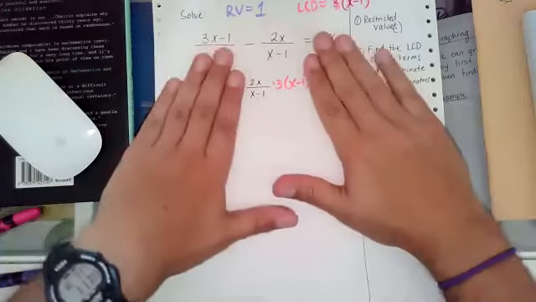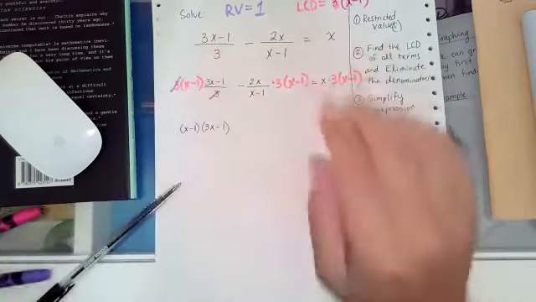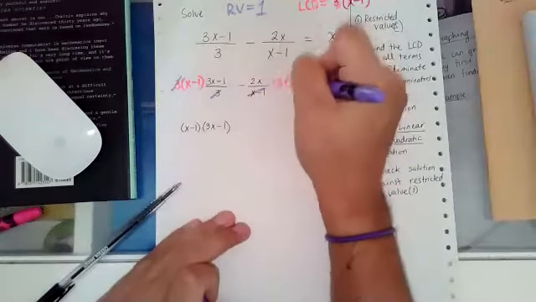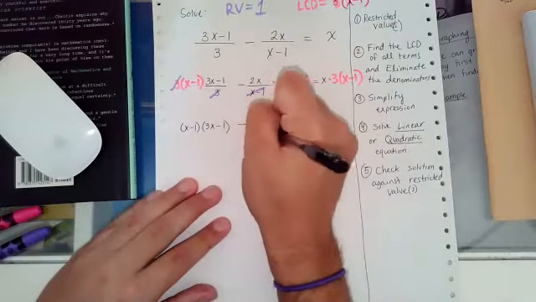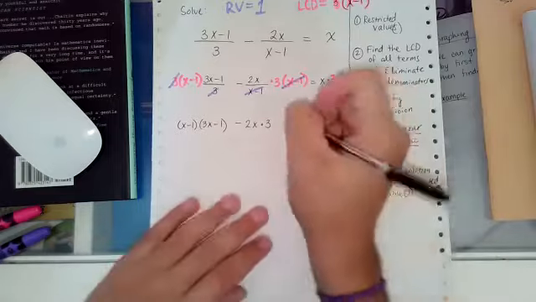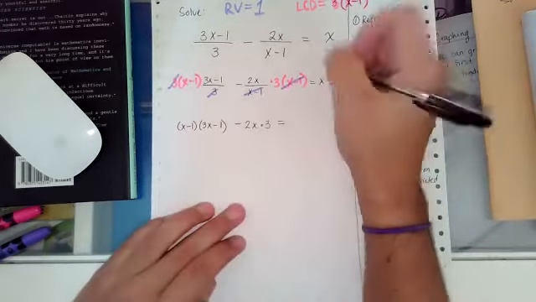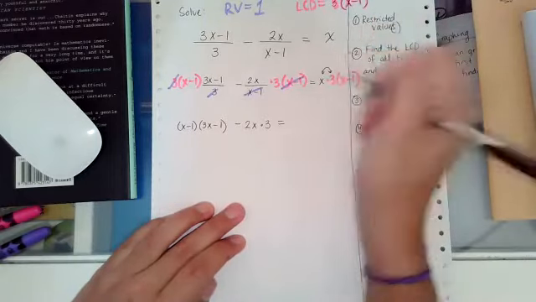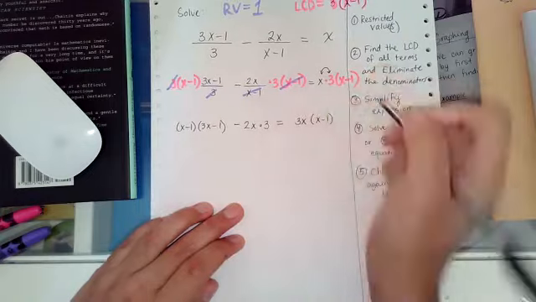For the second term, what cancels out? The x minus 1. So I'm going to cross those polynomials out, and I'm going to write down what's left over, which is negative 2x times 3. And then for the last term, because that wasn't a fraction, nothing is going to cancel out. So let me go ahead and just swap the order of this and call it 3x times x minus 1.